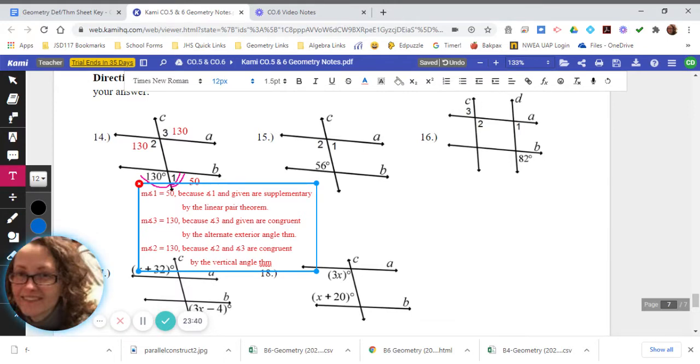I'm stating my answer. Which two angles am I using? Which theorem am I using? So I keep that up over and over again until I have fully justified each one of my problems. So question number 15, I'll do it in a different text color.